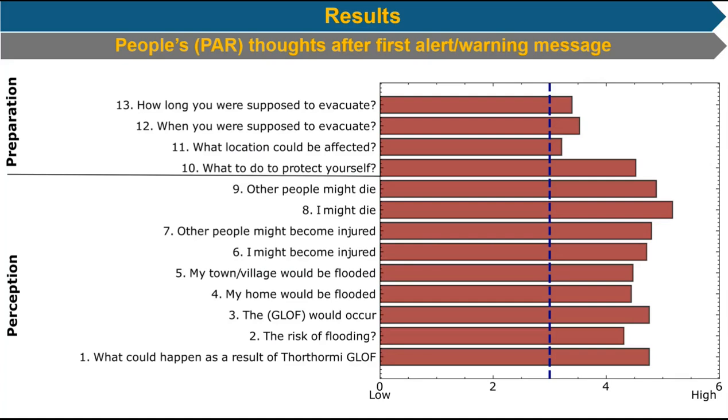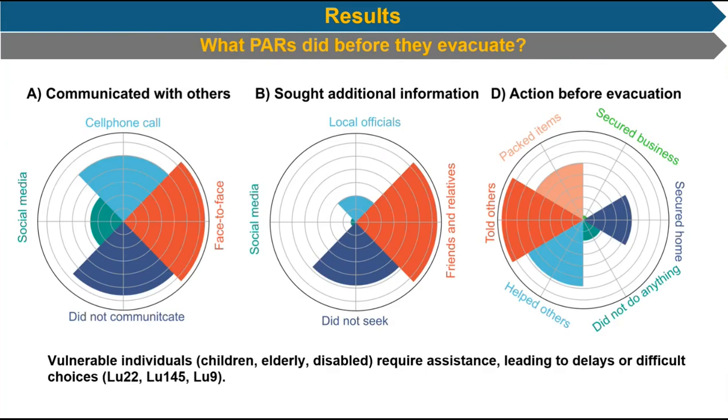We also assess people's preparation and perception. As you can see in these figures, people have high perception, but their preparation to respond to future events is not as high as their perception. And so, what did people do before they evacuated?